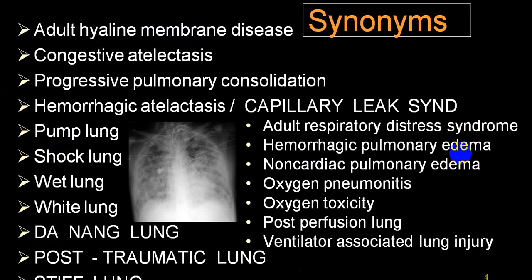These are all different names, multiple names: acute hyaline membrane disease, congestive atelectasis, progressive pulmonary consolidation, hemorrhagic atelectasis, pump lung, shock lung, wet lung, white lung, Da Nang lung, post-traumatic lung, stiff lung, adult respiratory distress syndrome, hemorrhagic pulmonary edema, non-cardiac pulmonary edema, oxygen pneumonitis, oxygen toxicity, post-perfusion lung, ventilator associated lung injury, etc. A lot of different names were given. Now at present the only name utilized is acute respiratory distress syndrome.